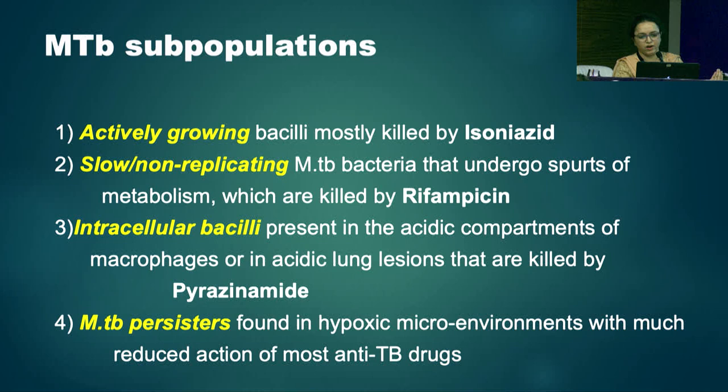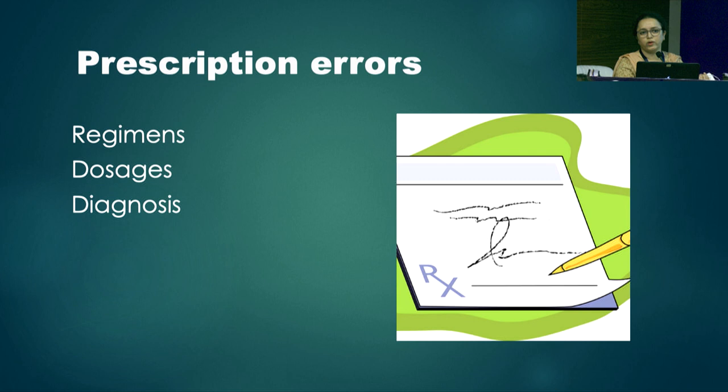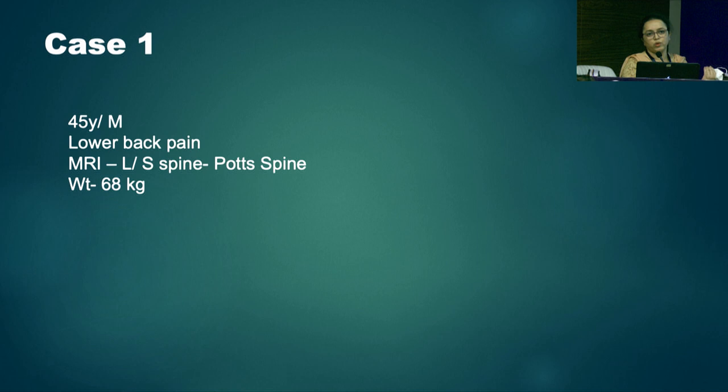Given this background, we have to prescribe at least three drugs to take care of tuberculosis. When we write prescriptions, there can be errors in the regimens, in the dosages of the drugs that we write, and in the diagnosis. On diagnosis, you all would say, oh, it's tuberculosis, but now, with so much drug-resistant tuberculosis, we have to give the patients a diagnosis of whether it's drug-sensitive or drug-resistant. So we cannot simply start the patients on empirical AKT. I would be discussing a few cases, as I've told you earlier.